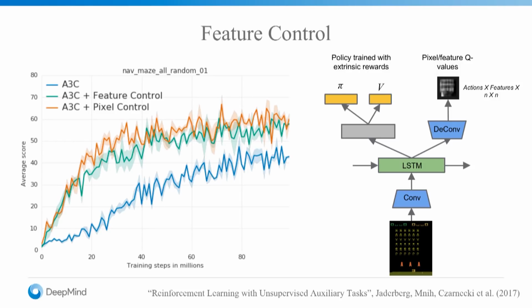So this idea does work in practice. These are training curves on a random maze level, but pixel control was still always somehow slightly better. But I think this is a potentially exciting direction for the future, which I'll mention again.